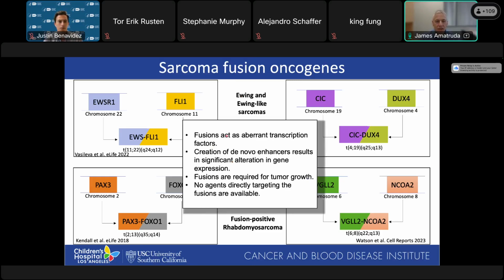These fusions act as aberrant transcription factors. Unlike fusions that contain kinase domains, they're very, very difficult to target. Typically, the fusion really rewires the transcriptome of the cell in a very significant way. They are required for tumor growth, and as of yet, there are no agents directly targeting these fusions.